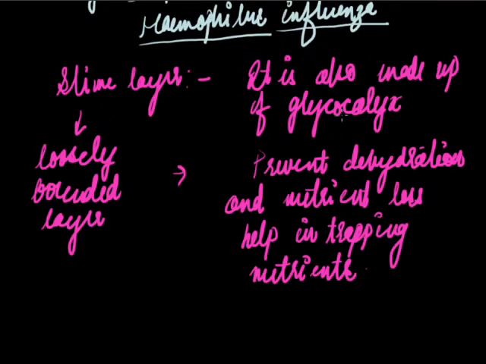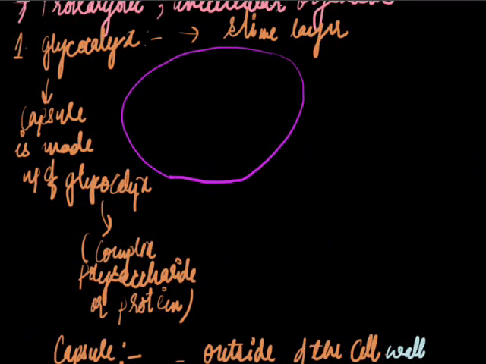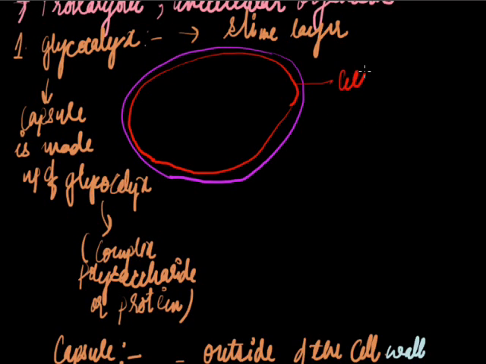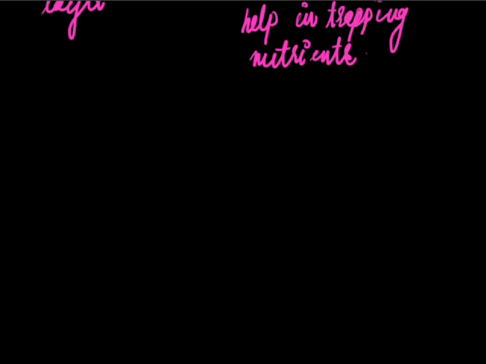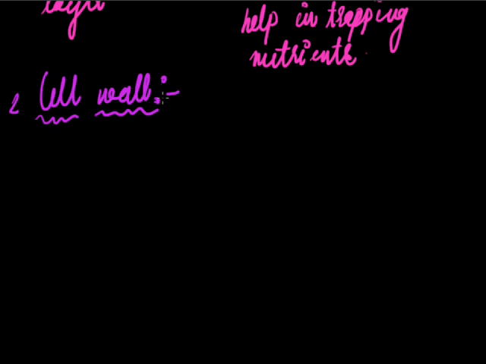The next structure of a bacterial cell is the cell wall. It is inside the capsule. So this is the cell wall and this is the capsule. The cell wall of plants is made up of cellulose and that of fungi is made up of chitin. But in bacteria the cell wall is made up of peptidoglycan.